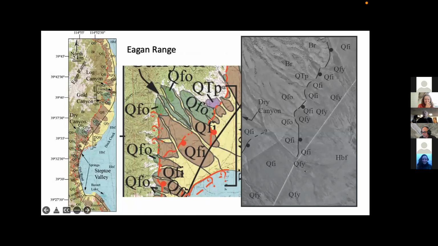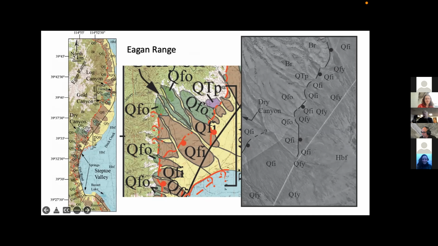So this is another instance where we see a young fan, and I didn't really map this on the photo. I didn't map the boundaries of the units, but I did in this little blow up here. The road is in black, the road is in white on the photo. So this is just an instance where the young fan doesn't have a scarp on it at all. There's a 2-meter scarp across an intermediate surface.